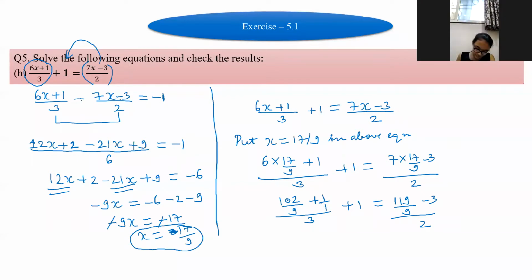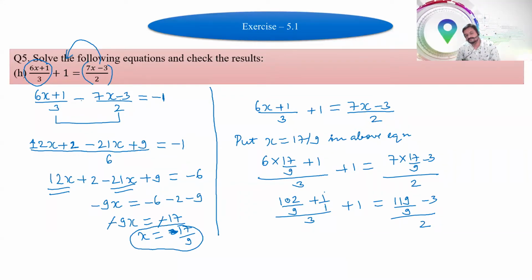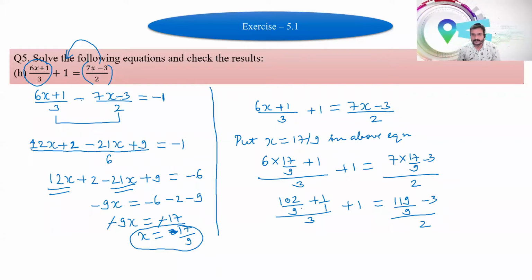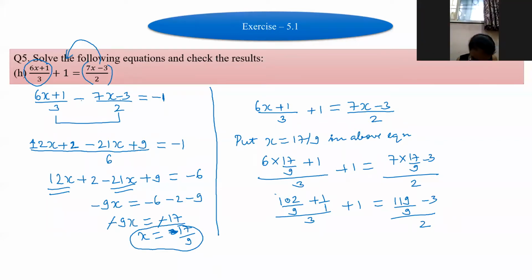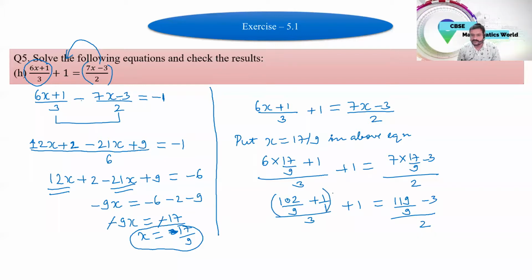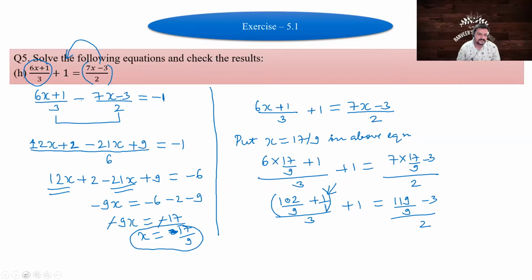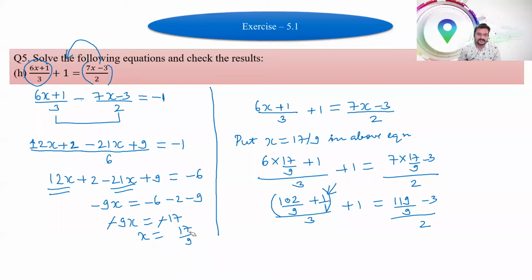Okay. Now here we will again do the cross multiplication. So 102 multiplied by 1 plus 1 multiplied by 9. We will do the cross multiplication here first, for this bracket. So 102 into 1 is 102. Shall I erase some part of the screen first? Yes, sir.